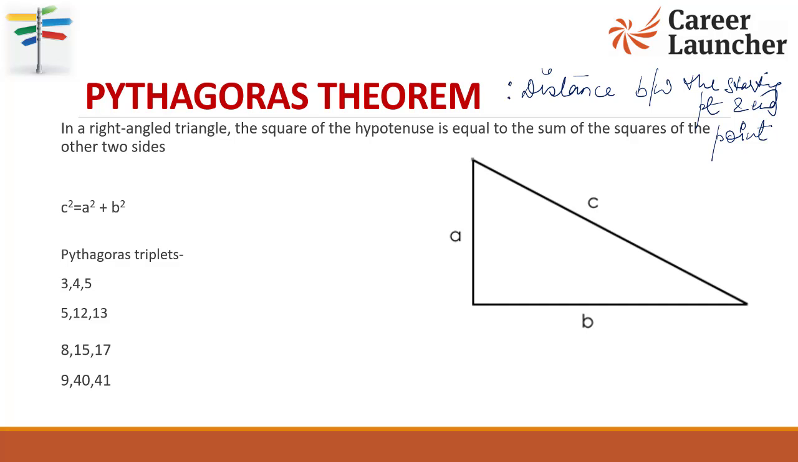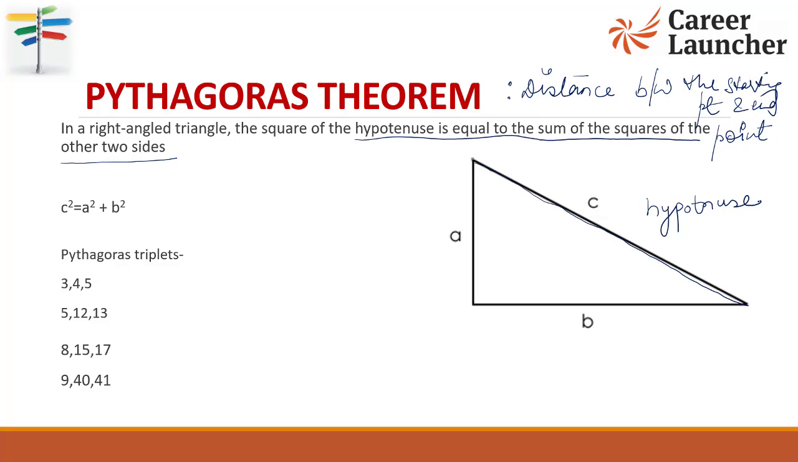Now what does Pythagoras theorem state? It states that in a right angle triangle, the square of the hypotenuse is equal to the sum of the squares of the other two sides. The longest side, the slanted side, is called the hypotenuse in a right angle triangle. So in a right angle triangle, C square will be equal to A square plus B square. This always holds in a right angle triangle.